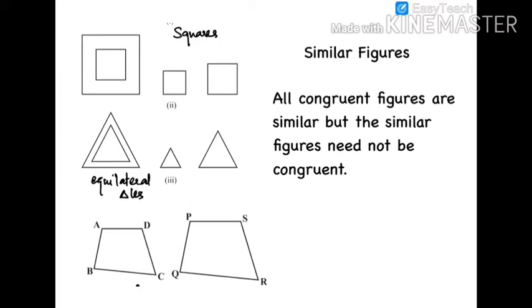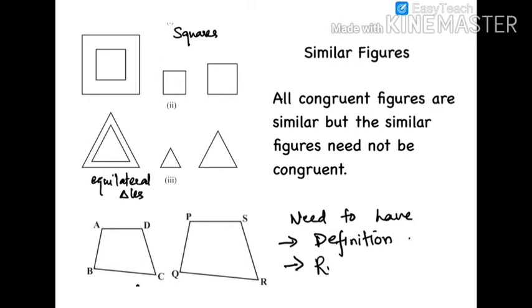So, in order to be certain about our answer, we need to have a proper definition for similarity and rules. Like we have criterias or rules for congruency, or we call them tests of congruency, to determine whether two given figures are congruent or not. We will define some rules or criteria for the similarity of two figures, and using those rules we will be able to answer whether two given figures are similar or not.